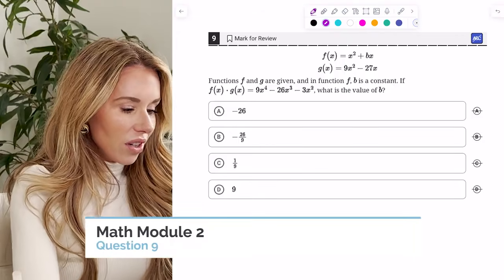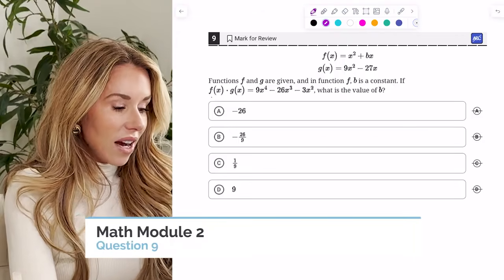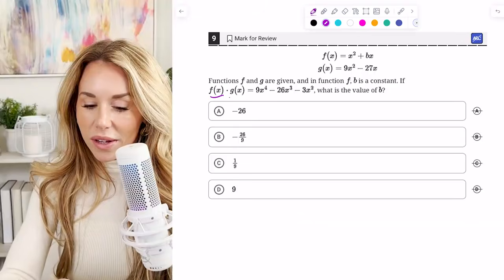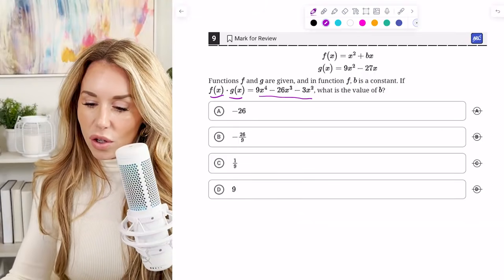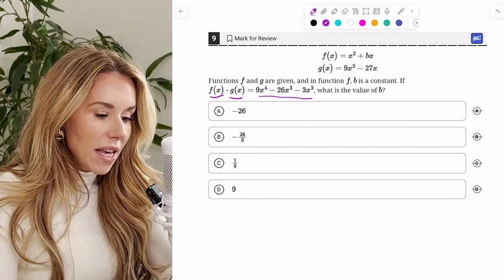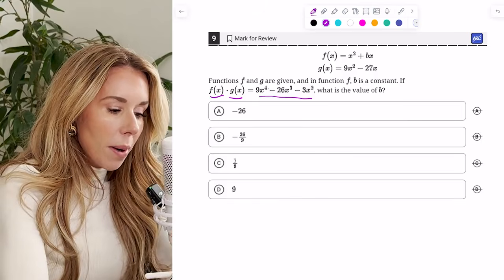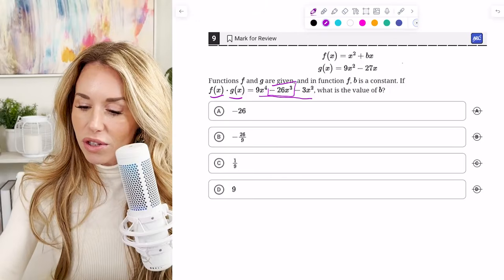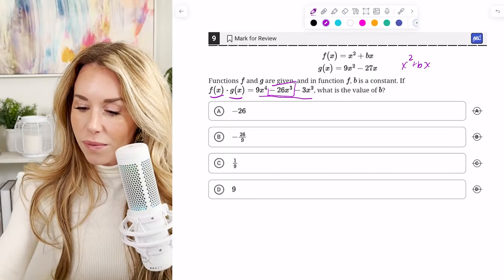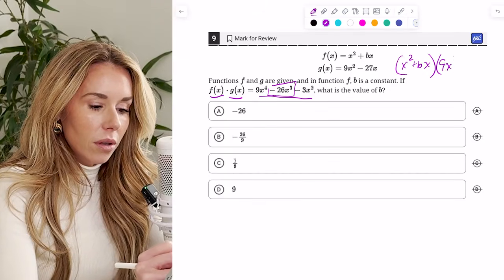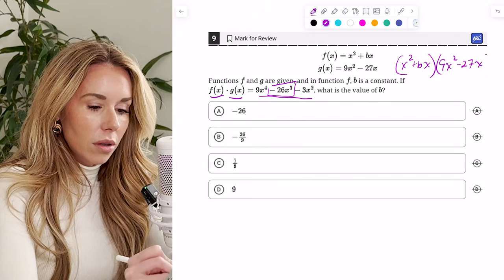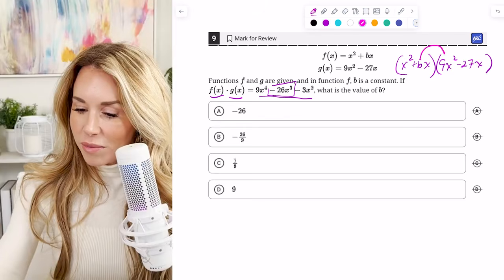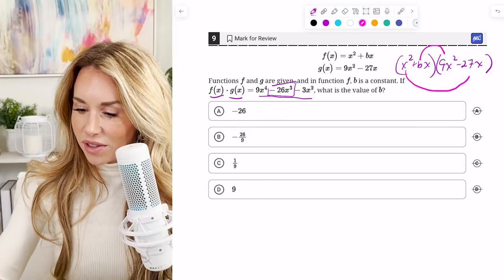Okay, we have f and g given, and in function f, b is a constant. If we multiply those two together, we get this. Cool. What is the value of b? So our middle term is what's going to help us determine b. If we multiply these out, this times this and this times this gets us our middle term.